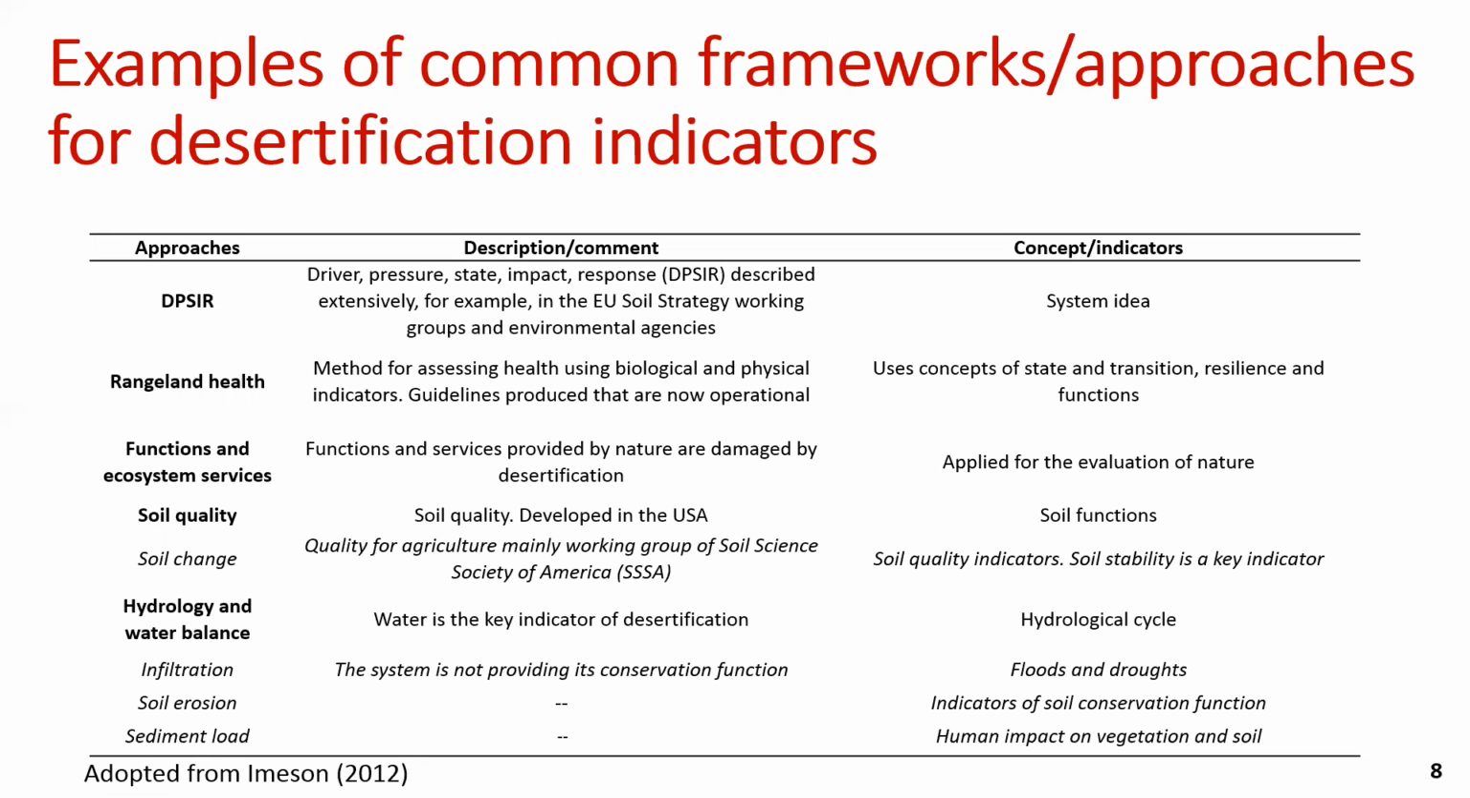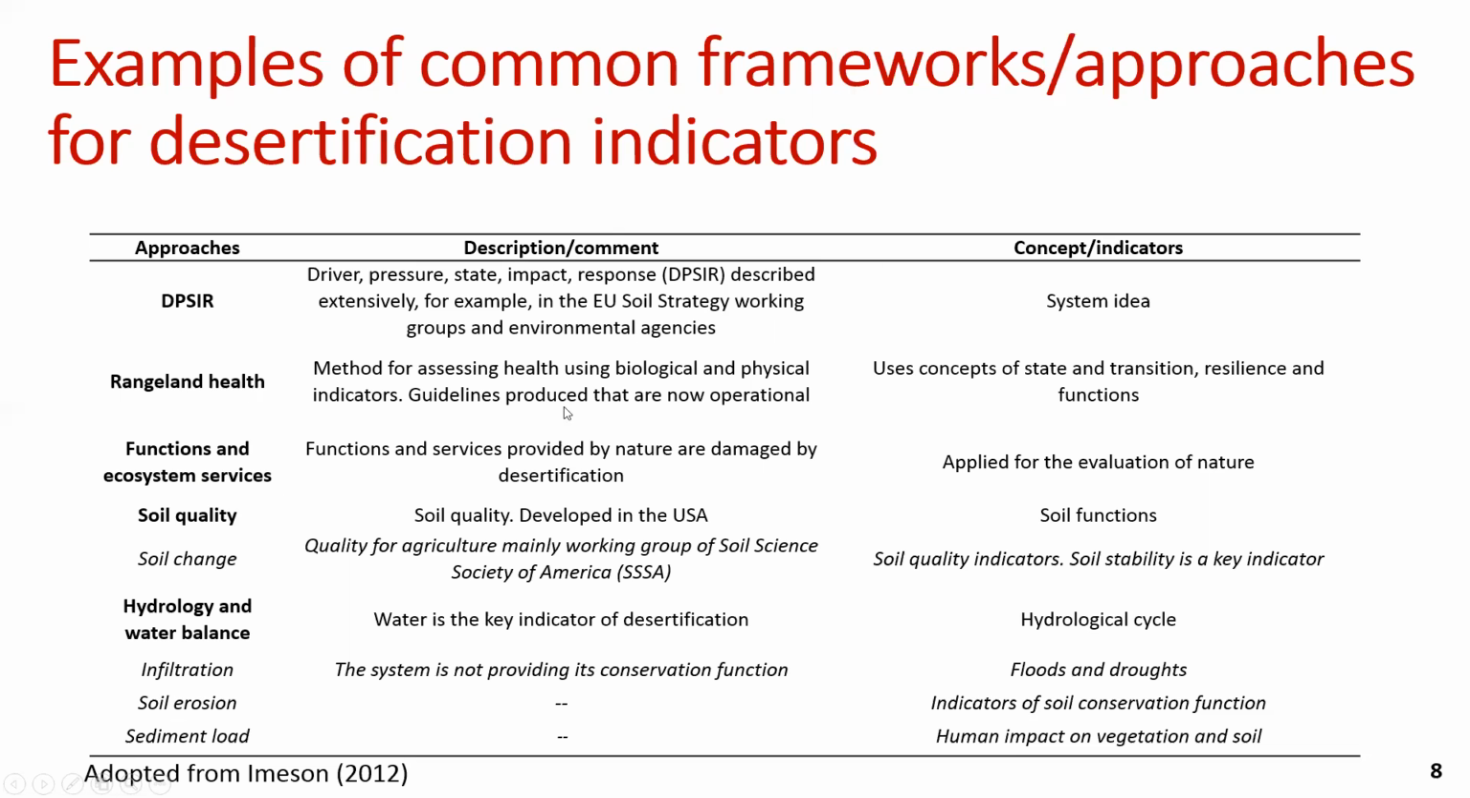Now, there are different approaches or frameworks that can be used as indicators for desertification, and some of the famous ones are DPSIR, which describes driver, pressure, state, impact, response, and you have rangeland health, functions and ecosystem service, soil quality, soil change, hydrology and water balance, and so on and so on. Every one of these approaches uses different indicators and focuses on something different.